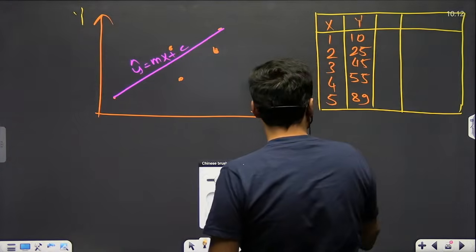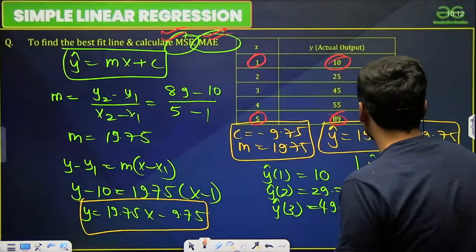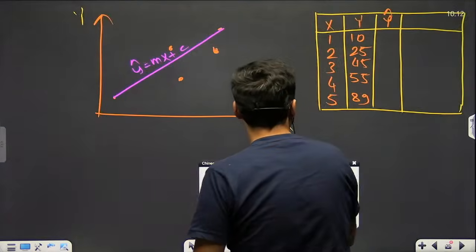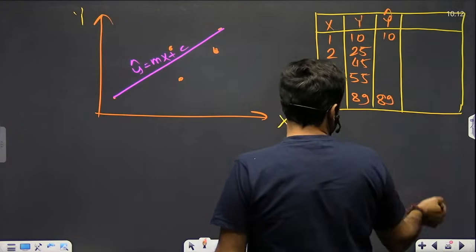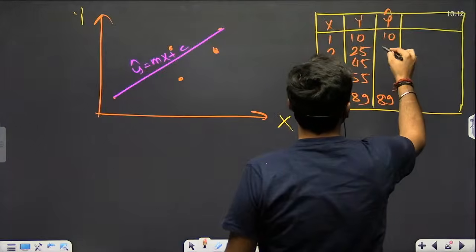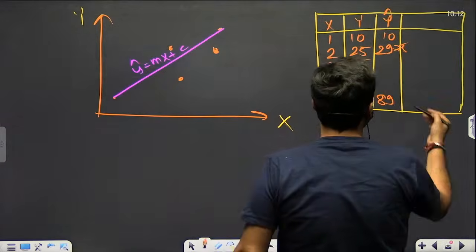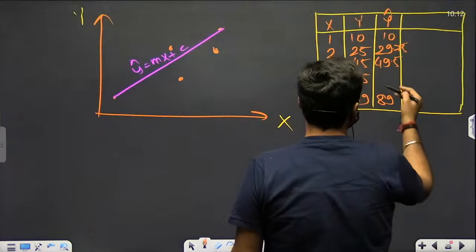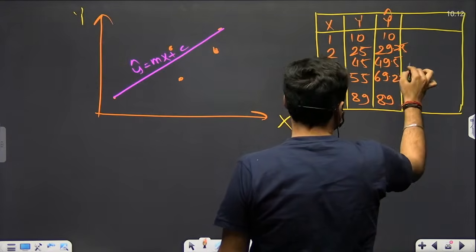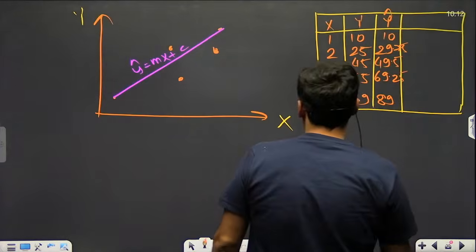Now I have calculated the y hat values. Those values are 10, and the last one would be 89, and 29.75 the second one, 49.5 the third one, 69.25 the fourth one, right?